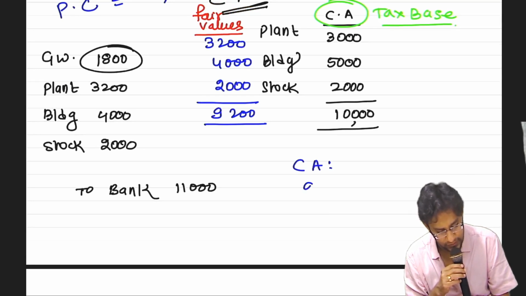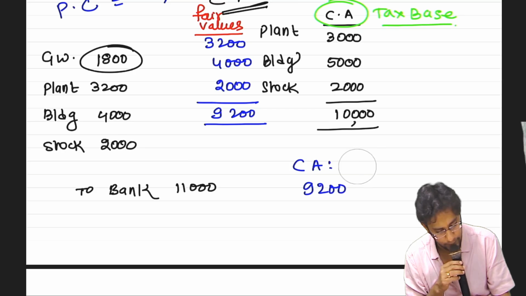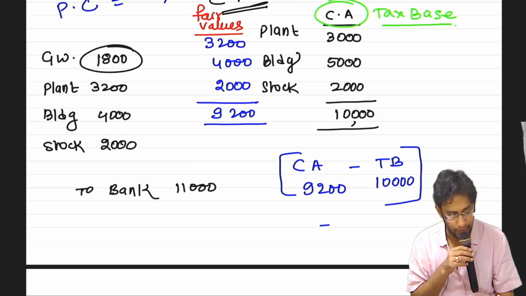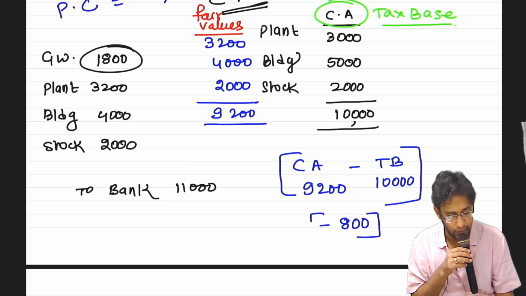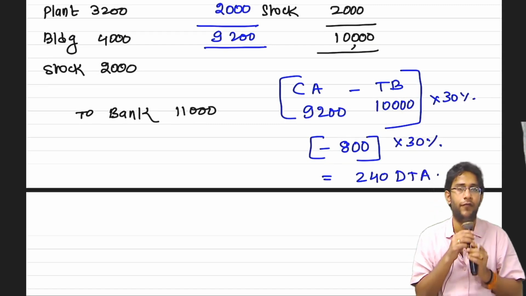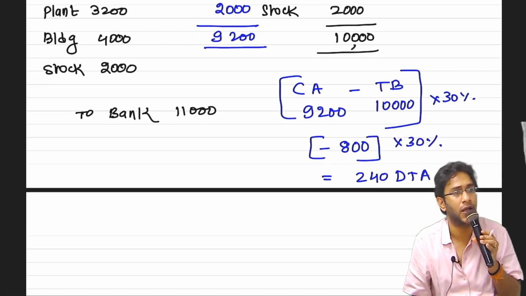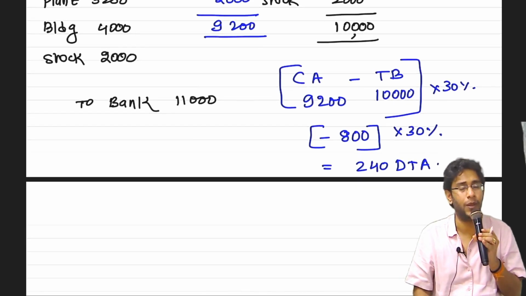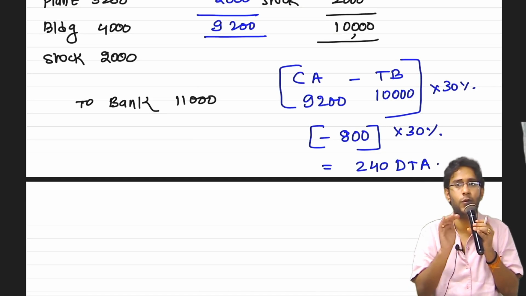Total carrying amount is 9,200. All our assets only direct writing. Tax base total is 10,000. So for assets, if I do CA minus TB, I am having a negative 800. Let us check 30% into 30%. So 240. This is a, for an asset, if I get a negative number, it is a DTA. DTA ka meaning is what? In future we will have to pay more tax or less tax, we have to pay less tax.